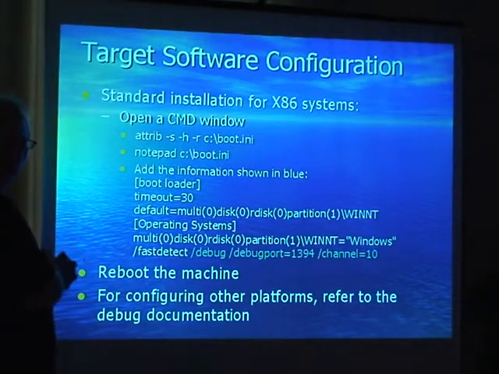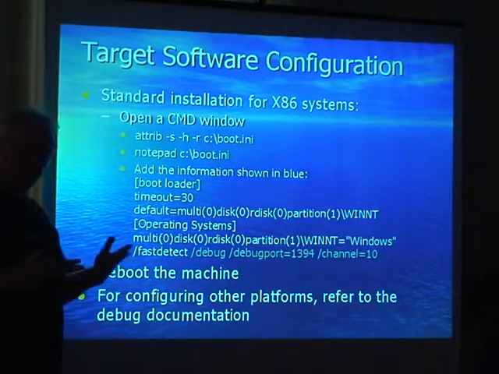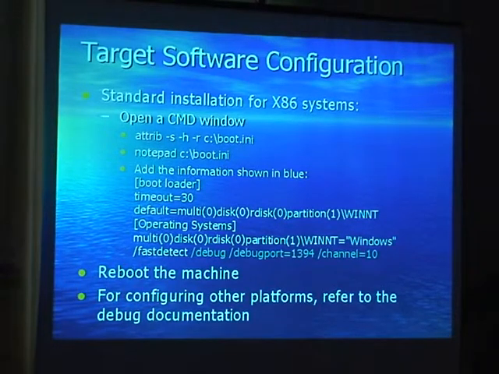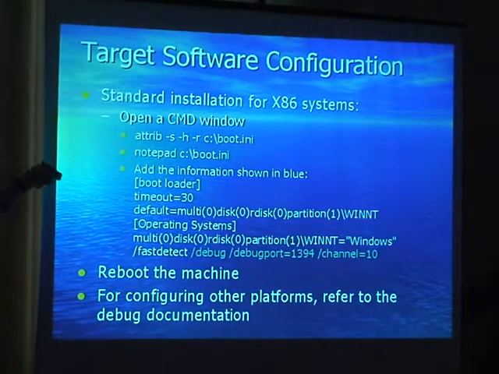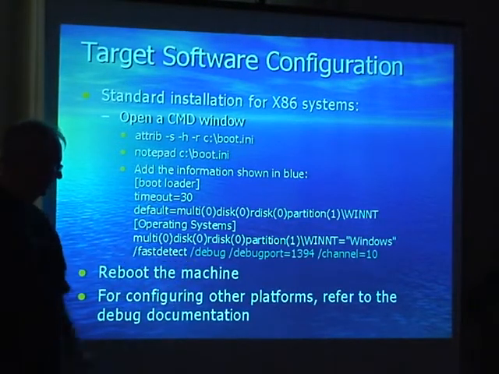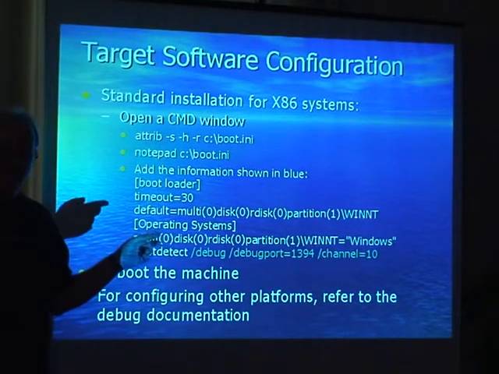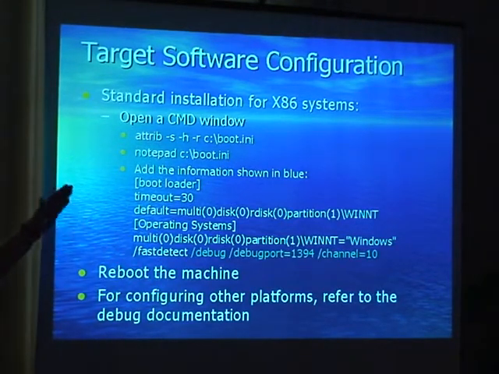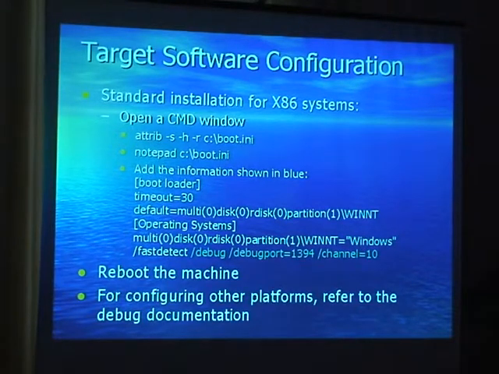So to set up your target machine, you basically set it up to dual boot, so that you can boot into debug mode when you want to. The steps, of course: you open a command window, and to get to the boot.ini file, you have to turn off the hidden attribute so you can edit it. Then you add this line down here, /debug /debugport=1394, because we're using FireWire, and then you set up a channel. I use channel 10, but you can use any channel, I think, from 1 to 99. Then you have to reboot your machine.